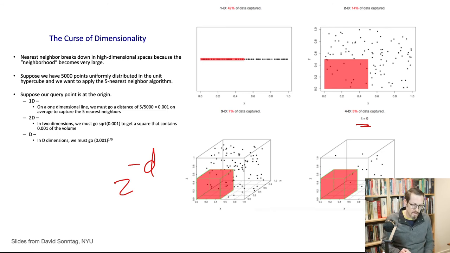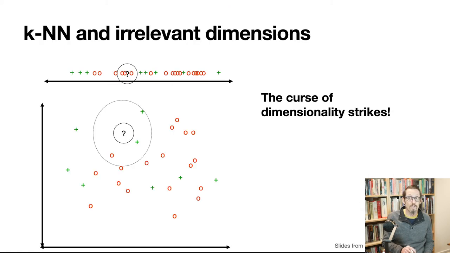So this is how you need exponentially large amounts of data when you have large numbers of variables for k-nearest neighbor. Because again, you need to have neighbors to have k-nearest neighbors work.